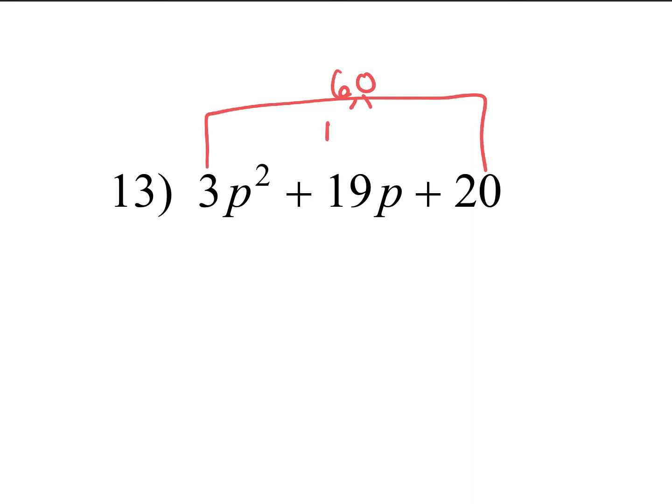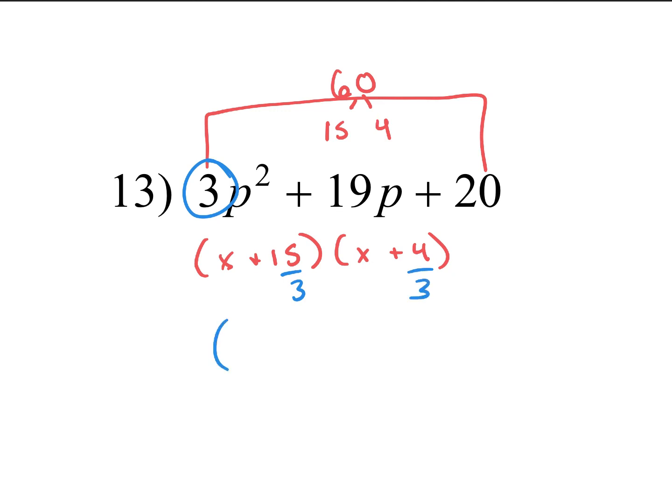15 and 4. Perfect. So then I have x plus 15, or if you did p, because the question has p's here, and then x plus 4. What do I have to do next? Would you divide them by 3? Perfect. Divide them by 3.